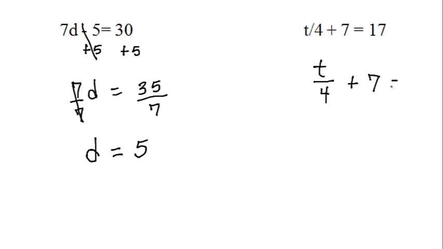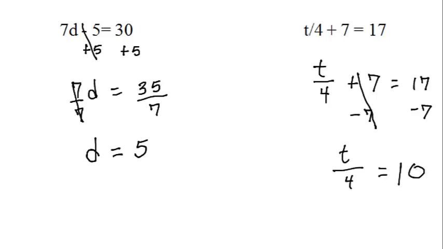t divided by 4 plus 7 is equal to 17. So let's rewrite it in a way that is more familiar. First thing we're going to do is get rid of the 7. 7 minus 7 and 17 minus 7 on the other side. We end up with t divided by 4 is equal to 10.